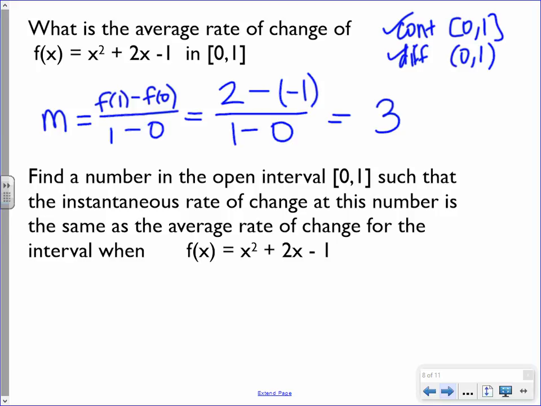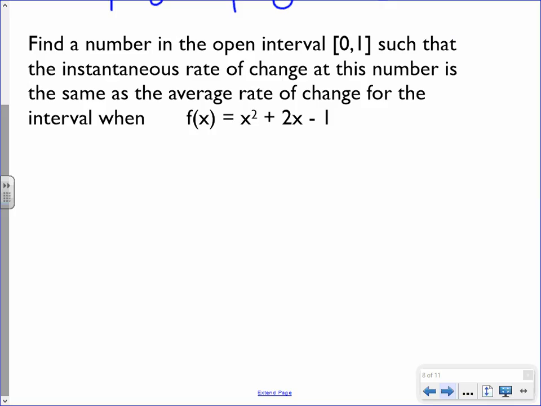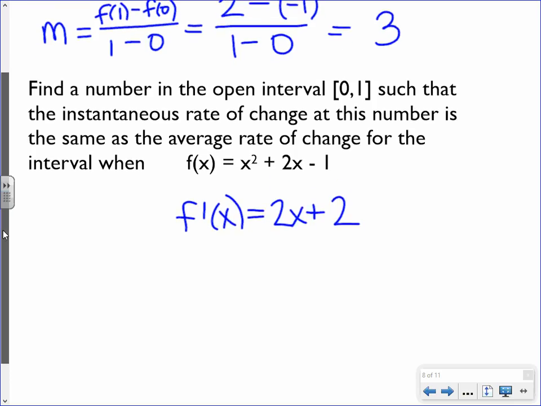Since we're continuous and differentiable on our interval, the mean value theorem guarantees that somewhere between 0 and 1, this function is going to have a slope of 3. So let's go ahead and find that. Everyone all together, what is the derivative of f? Since the slope between 0 and 1 is 3, we want to find where our derivative is 3.